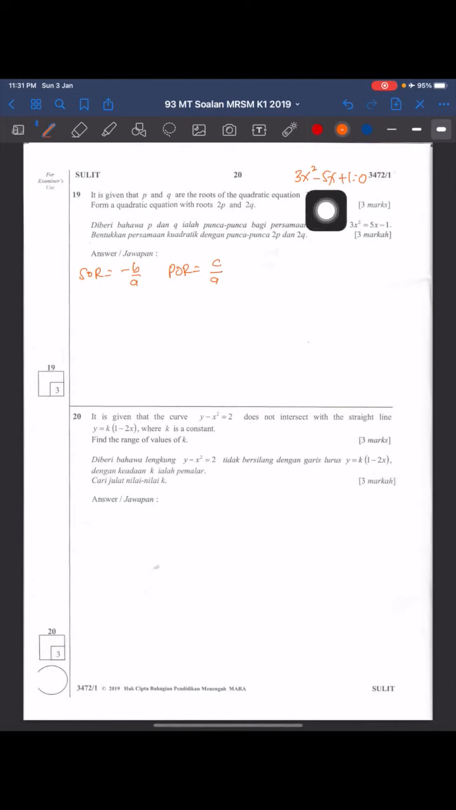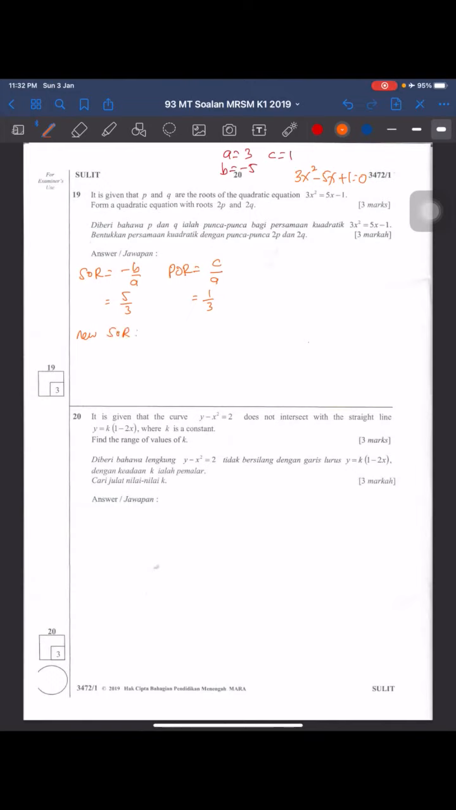So from this general form, we know that a is equals to 3, b is equals to negative 5, c is equals to 1. Okay, so negative b, so 5 over 3, and product of roots is 1 over 3. Okay, so dia kata lagi form a quadratic equation with roots 2p and 2q. Okay, so we need to find the new sum of roots.